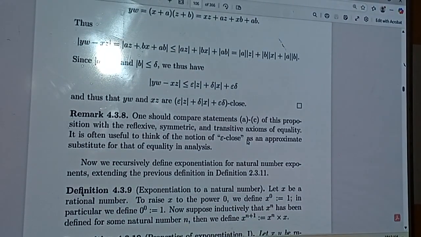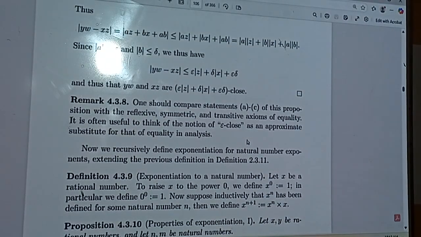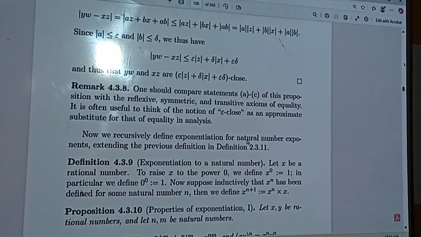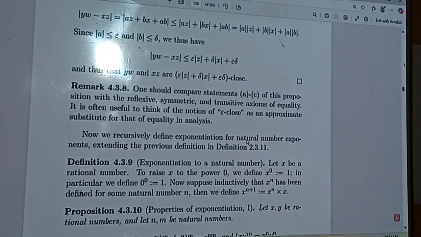Now he goes to exponentiation. That is a mechanical thing. He says, let x be a rational number. To raise x to the power 0, we define x to the 0 is equal to 1. In particular, we define 0 to the 0 equals 1, something we don't like, no? Anyway, so he does that sort of thing. Now suppose inductively that x to the n has been defined for some natural number n. Then we define x to the n plus 1 equals x to the n times x.